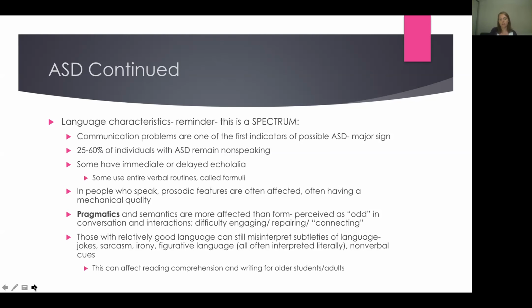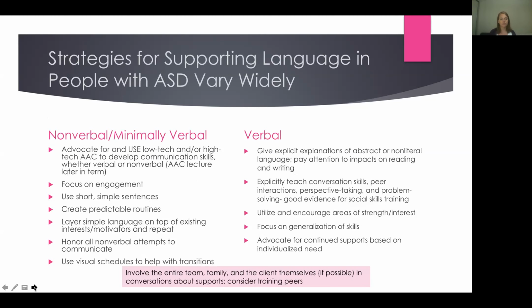They also have trouble reading nonverbal cues, which really can affect their peer interactions. It's hard for them to tell when a peer doesn't want to play, or when a peer is done with the conversation, or when a peer is upset. And on the flip side, it can also be hard for them to tell when a peer wants to play with them or wants to talk to them. That can make things really hard. All of these things can also affect reading comprehension and writing for older students. If you're reading a novel, you need to be able to pick up on things like jokes and sarcasm and irony in order to get the full idea of what happened.